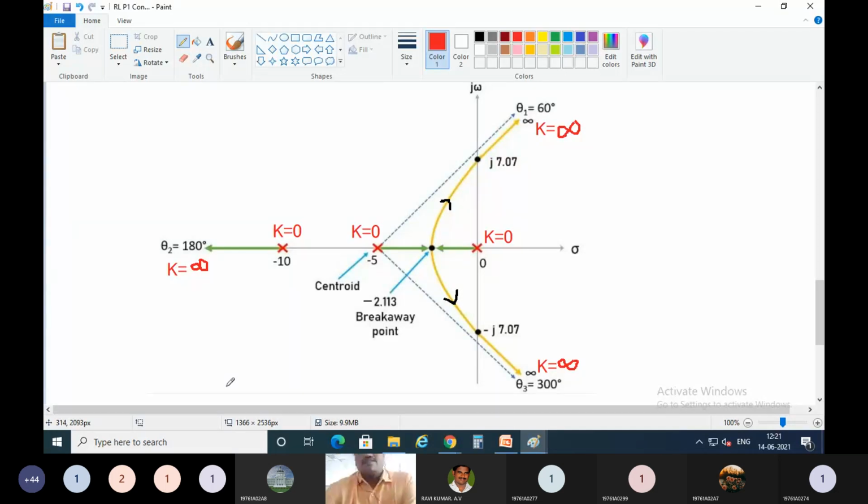Like this, the root locus travels. This is the journey of the 3 root locus branches. They start at the open loop poles, and they end at the open loop zeros at infinity.